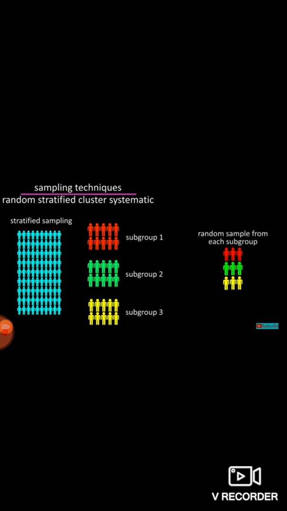And what are the demerits? Sometimes we get the sample, and sometimes it is not important for our study that we follow this method.